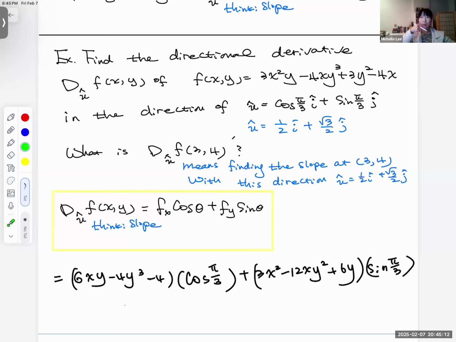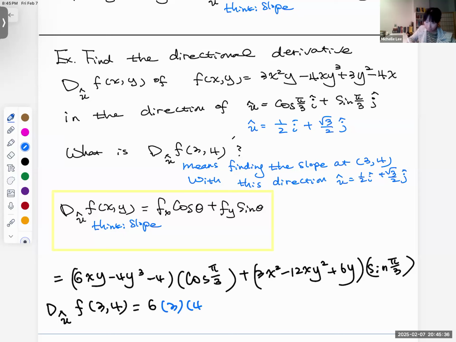Let's substitute, basically evaluate at 3 and 4. So the directional derivative of f at (3, 4): so 6 times 3 times 4 minus 4y to the third, minus 4.